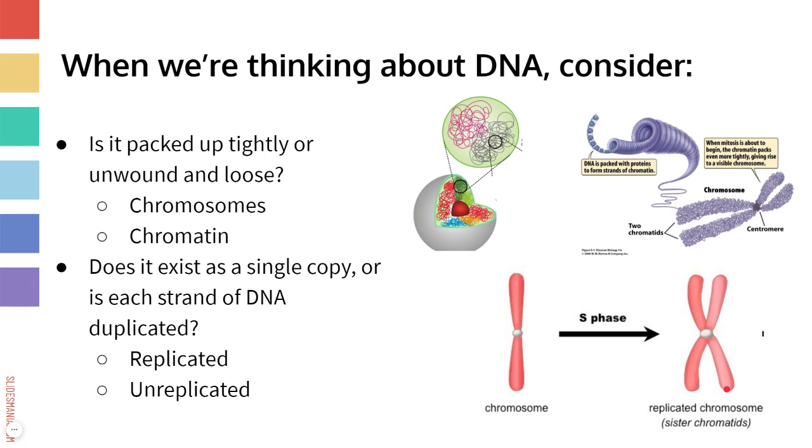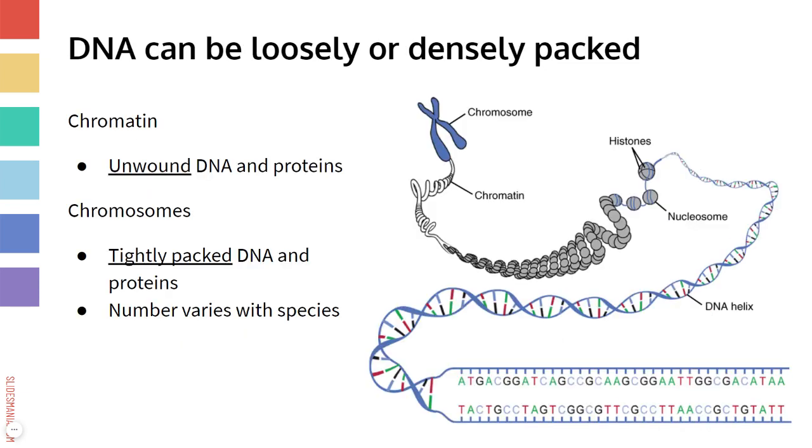And this makes sense if we're thinking about the fact that the cells are going to need to divide, and that's what this set of video lectures is all about. So if a cell is going to divide, it's going to need to give its genetic information to both of its offspring cells. And so at a certain point in the cell's life cycle, it's going to copy its DNA so that when it divides, both of its offspring cells can get the full set of instructions, the full set of genetic information. So our two questions about DNA are: is it packed up tightly or is it unwound? And is it a single copy or is it duplicated or replicated? And we're going to explore both of these in slightly more detail in the next couple slides.